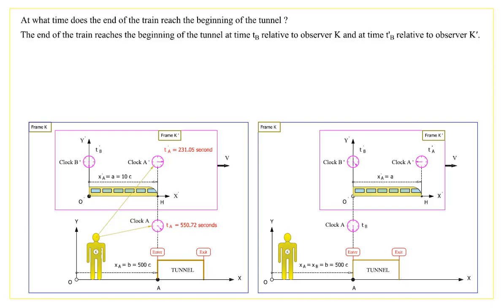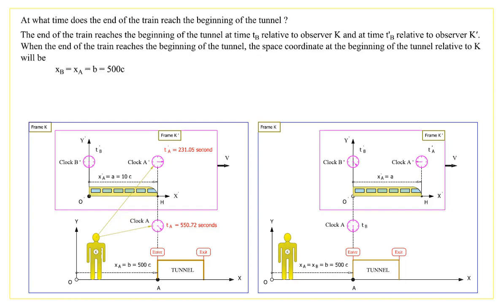The end of the train reaches the beginning of the tunnel at time tB relative to observer K and at time t'B relative to observer K'. When the end of the train reaches the beginning of the tunnel, the space coordinate at the beginning of the tunnel relative to K will be xB equals xA equals b equals 500 c. And the space coordinate at the end of the train relative to K' will be x'B equals 0.